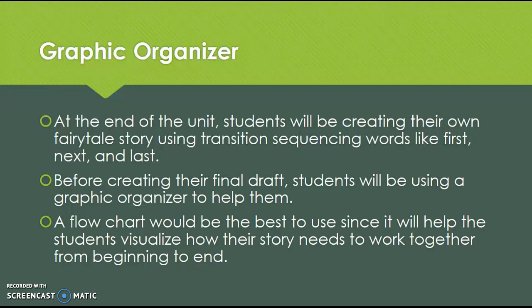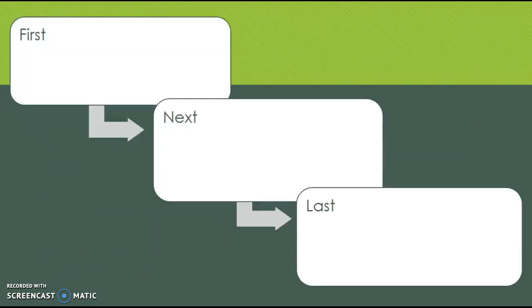In this case, I will be having them use a graphic organizer so they can better organize their thoughts as to what happens first in their story, what happens next in their story, and what happens last. The type of chart or organizer that I would be using would be a flow chart because it'll help the students visualize how their story needs to connect throughout from beginning to end. So this is an example of the graphic organizer that I would be using. It has a first, next, and last.